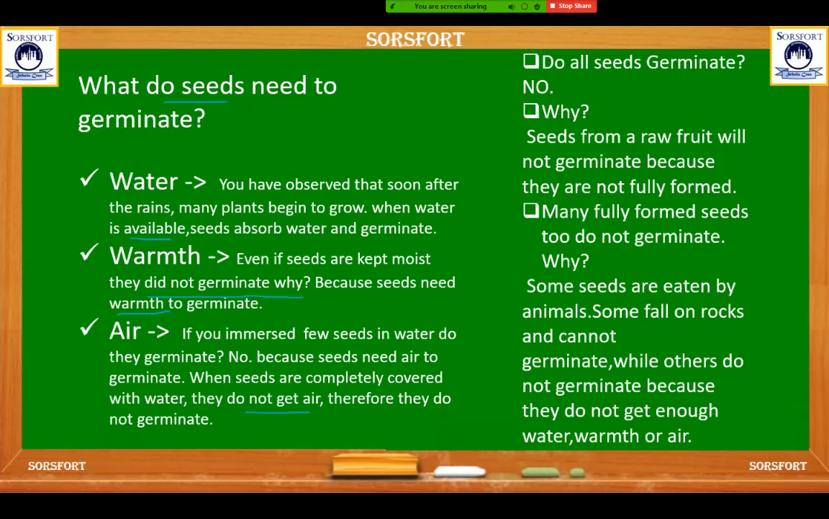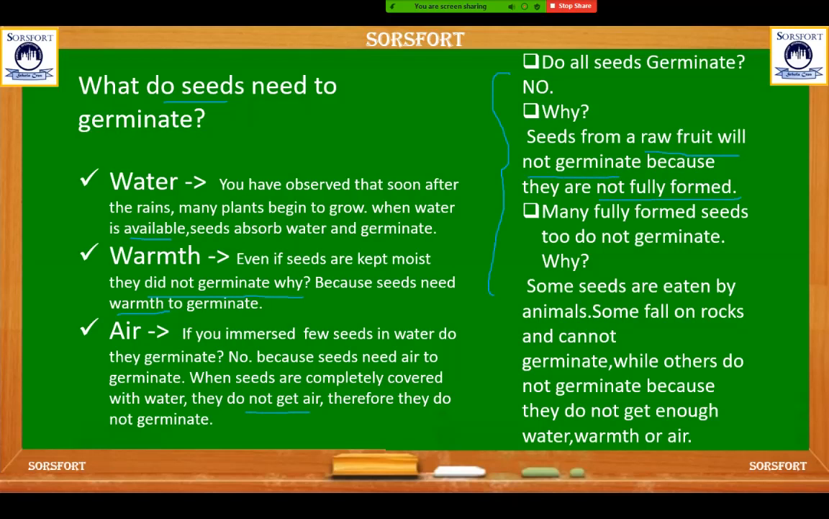These are some important points you need to know. First, do all seeds germinate? No. Why? Seeds from a raw fruit will not germinate because they are not fully formed seeds. So the fruits should ripen fully so that they have fully formed seeds.